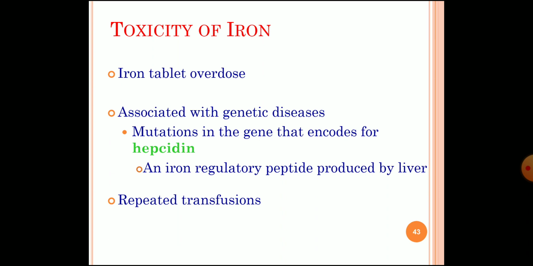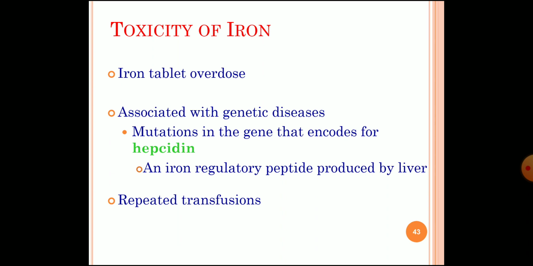Then it is associated with a genetic disease, a mutation in the gene that encodes the epsilon. We have studied that the regulation is by the epsilon. So if there is any mutation of the gene which is producing epsilon, there is no regulation of absorption. So more iron is absorbed, and that will produce iron toxicity.